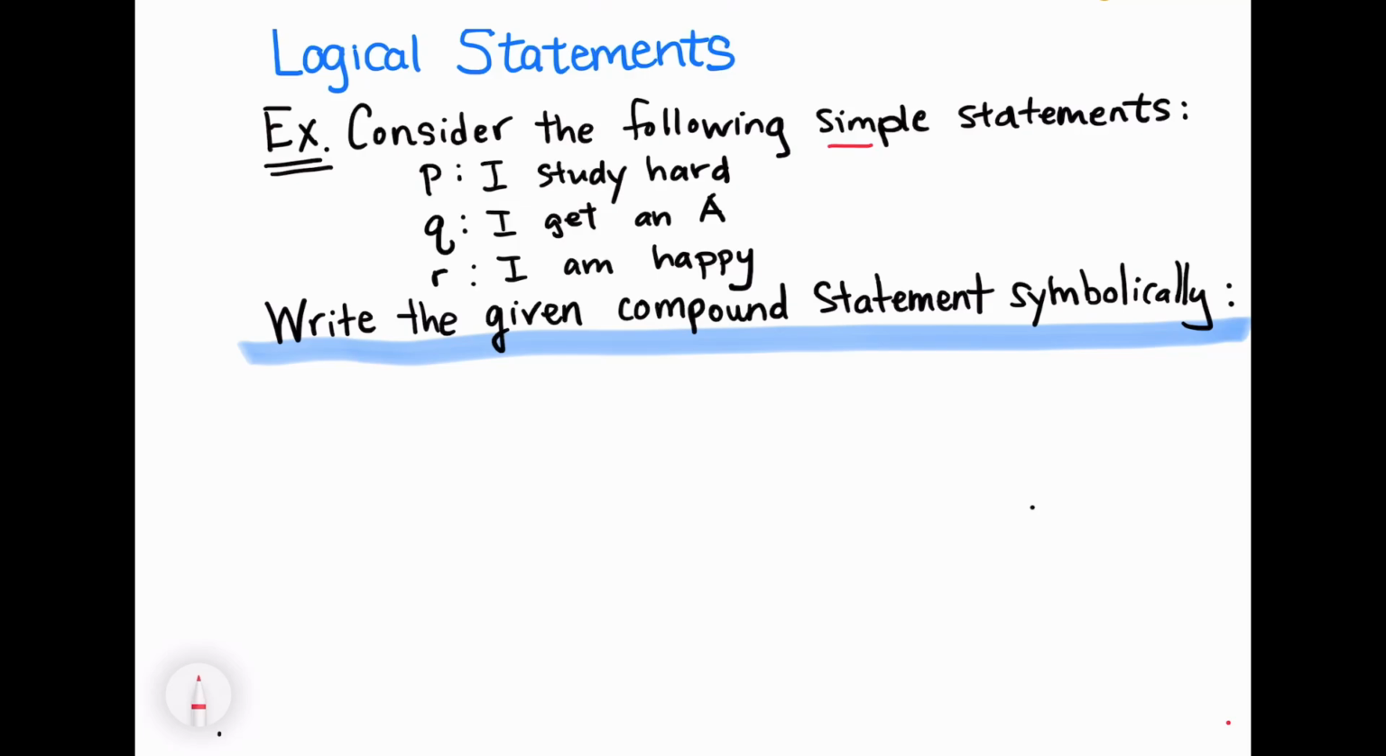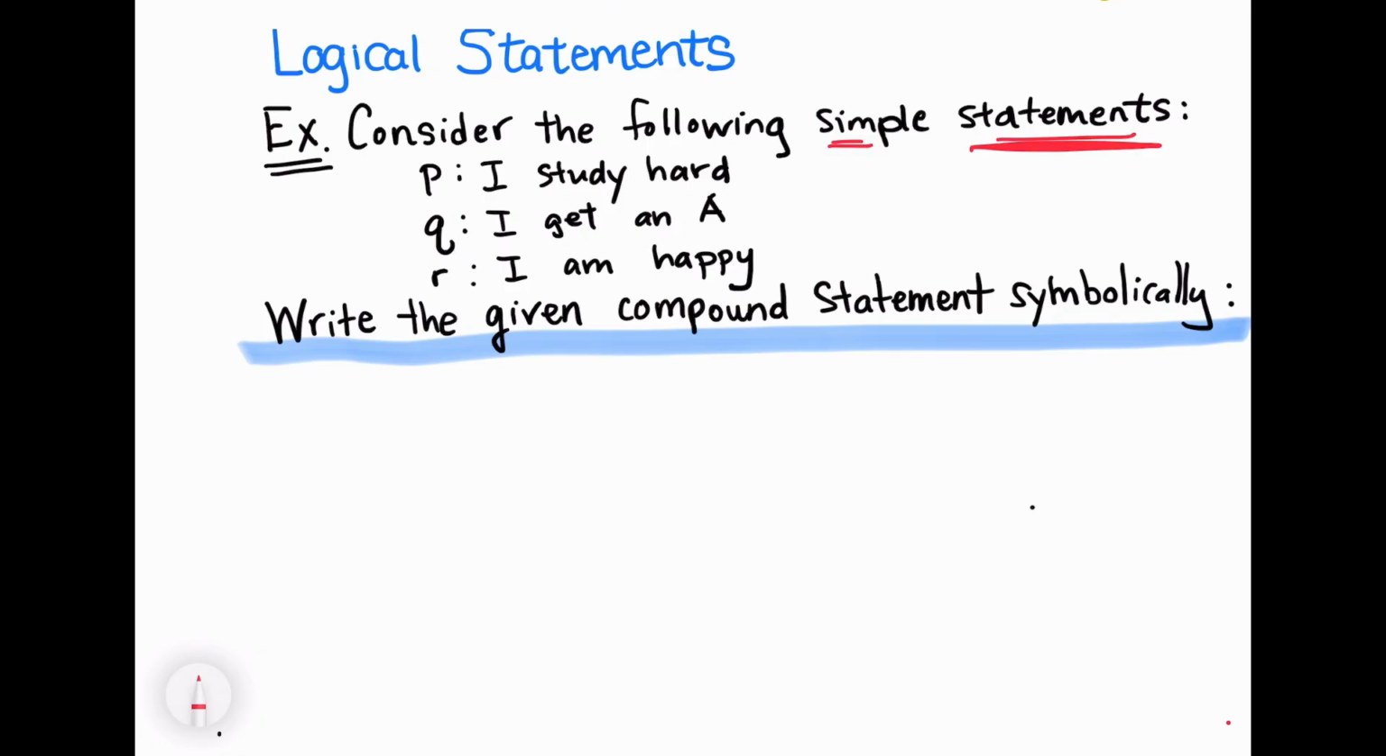In this example, we want to consider the following simple statements. P is "I study hard," Q is "I get an A," R is "I am happy." And remember, statements are defined as declarative sentences that are either true or false. So in other words, they are not opinions, questions, commands, or explanations.